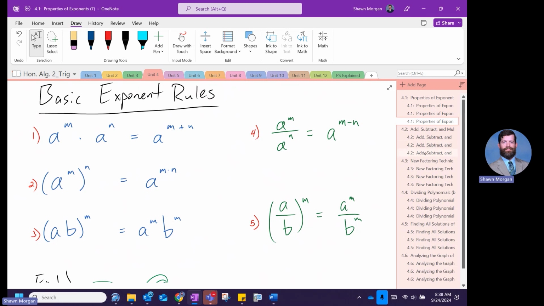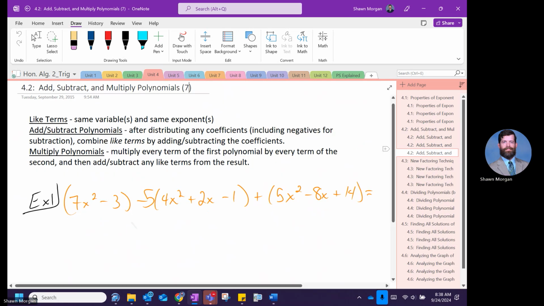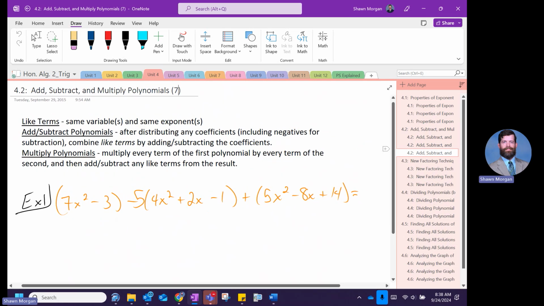Now what we're going to do is we're going to take a little bit of a break from the difficulties of exponents, and we're going to talk about polynomials.